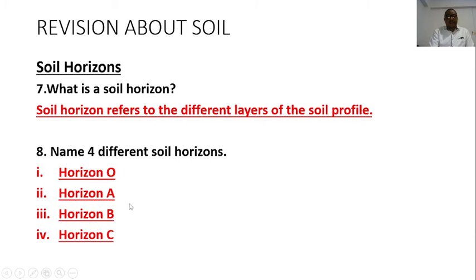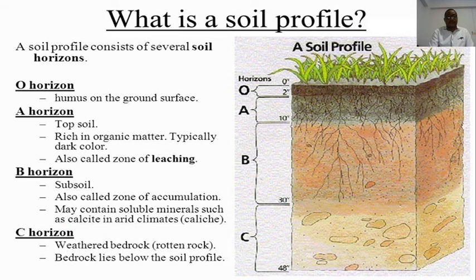Now let's try to elaborate more on each of these horizons by looking at this illustration. If you can look at this illustration, this is a soil profile. As you can see, we have the O horizon. Next to the O horizon is the A horizon. Then next to the A horizon is the B horizon. And under the B horizon is the C horizon.